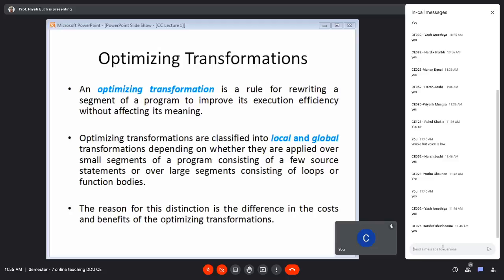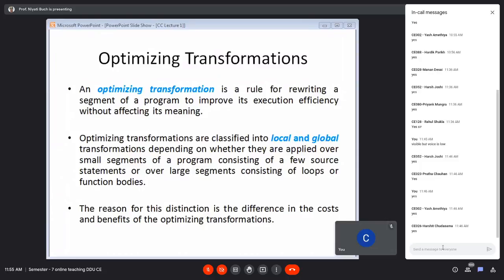Let's try and understand what exactly are the optimizing transformations. An optimizing transformation is a rule for rewriting a segment of a program to improve its execution efficiency without affecting its meaning. So the meaning of the program should not be changed.